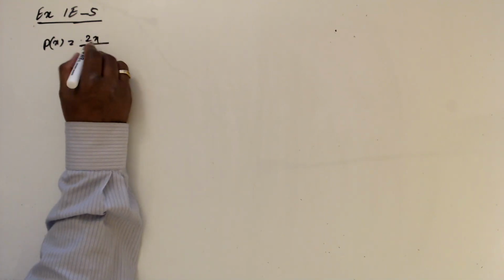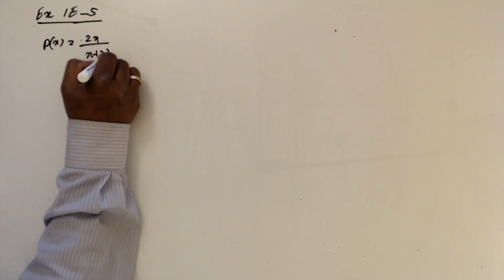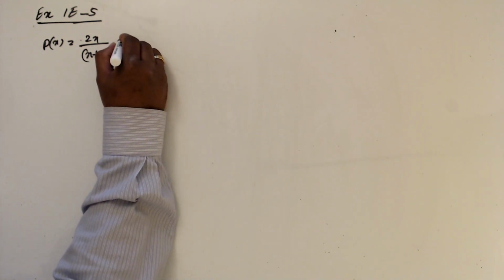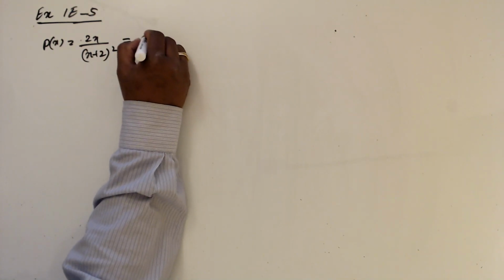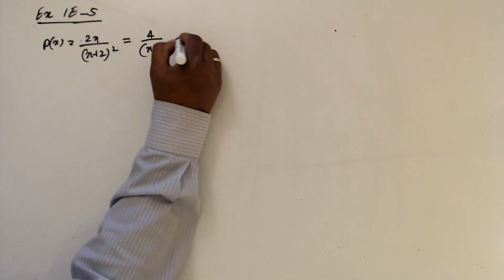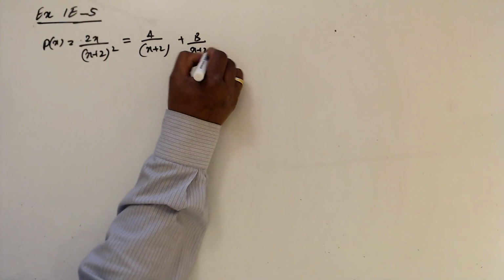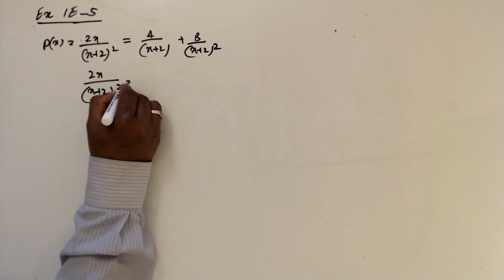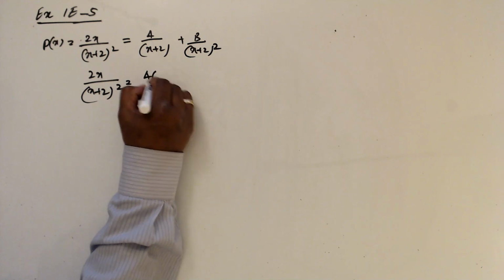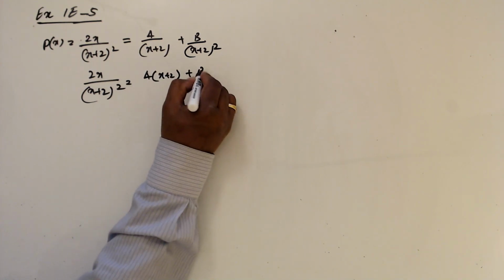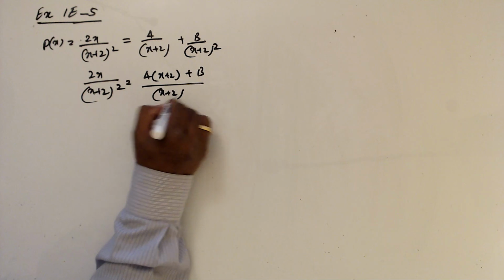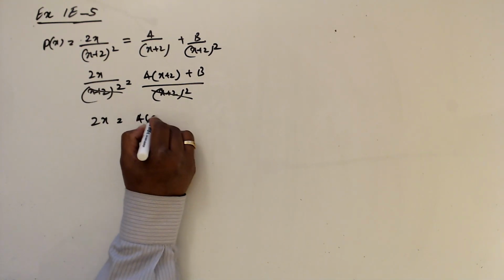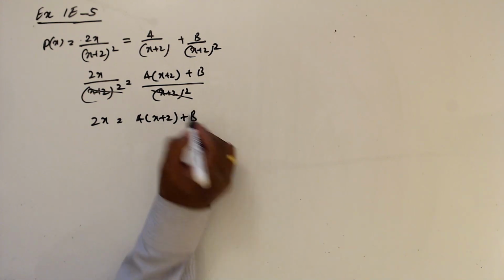2x over x plus 2 squared. So the partial fraction is given as a over x plus 2 and b over x plus 2 squared. Then 2x over x plus 2 squared equals a times x plus 2 plus b, over x plus 2 squared. So this is cancelled out. So 2x equals a times x plus 2 plus b.